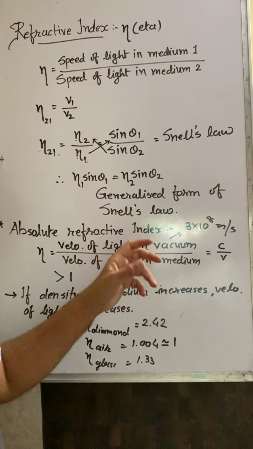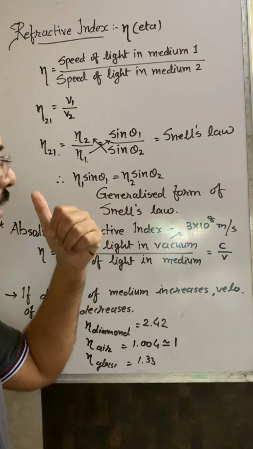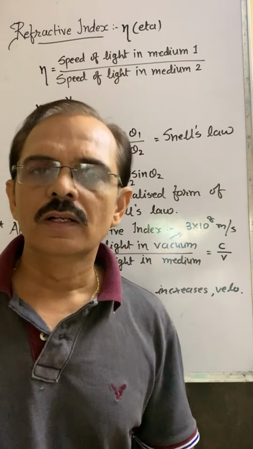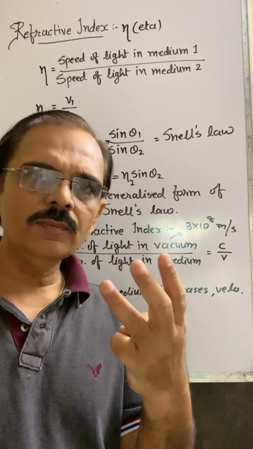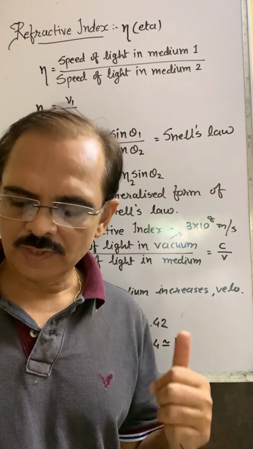Now we are going to learn about this generalized form of Snell's law with the help of a rectangular glass slab. It is a 3 marks, important question. That's it for this.